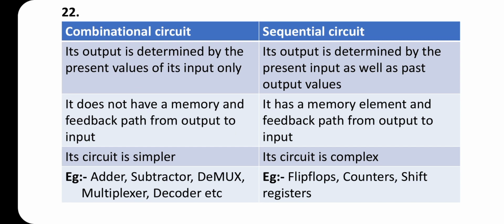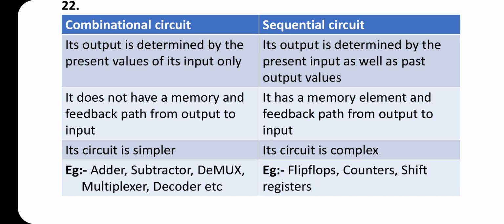The difference between combinational and sequential circuit. In a combinational circuit, the output is determined by the present values of its input only. In a sequential circuit, the output is determined by the present input as well as past output values. A combinational circuit does not have a memory and feedback path from output to input. A sequential circuit has a memory element and a feedback path from output to input.